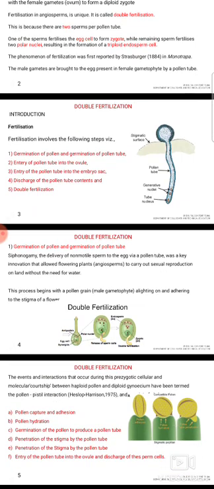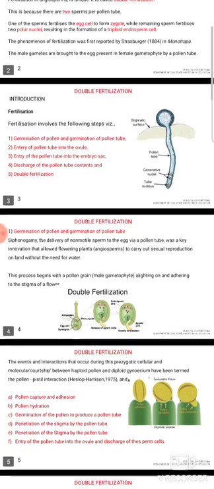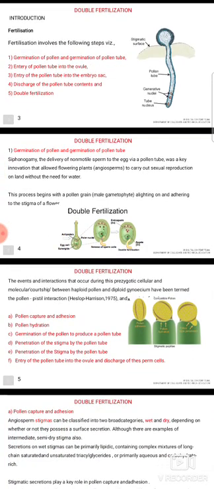Fertilization involves the following steps: germination of pollen and the pollen tube, entry of the pollen tube into the ovule, entry of the pollen tube into the embryo sac, discharge of the pollen tube contents, and double fertilization. Coming to the first one, germination of the pollen and the pollen tube.